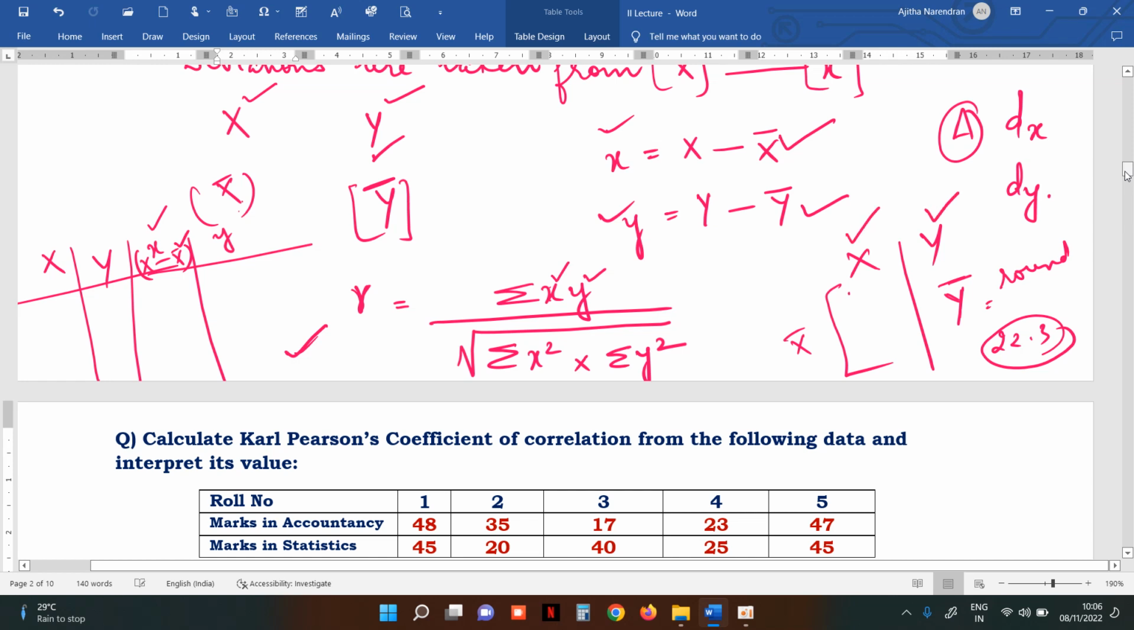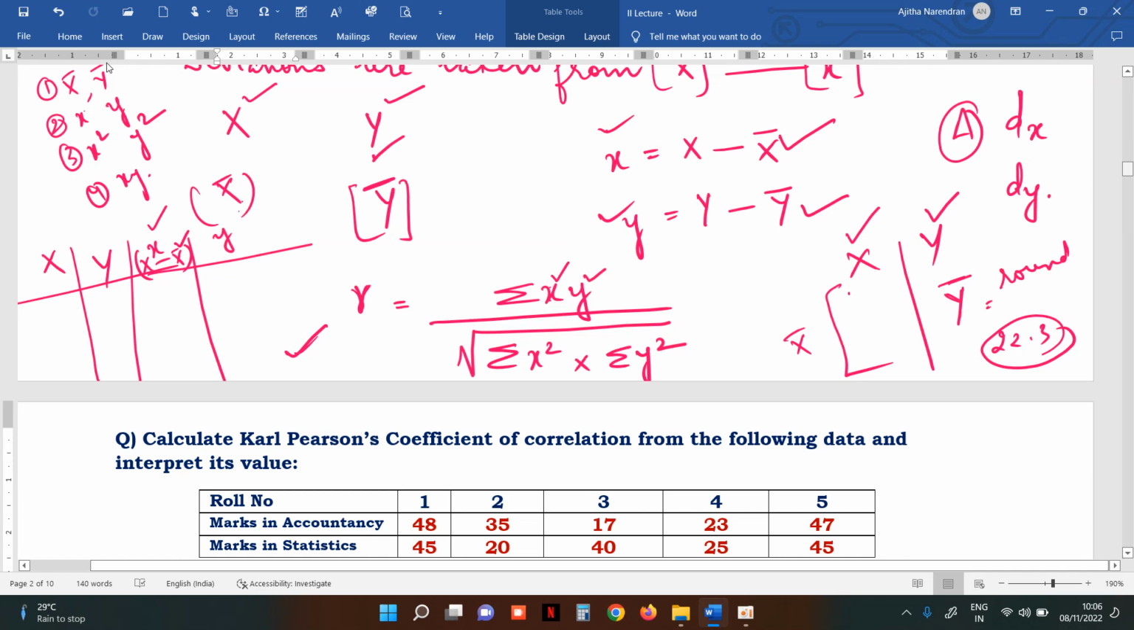So first thing is you have to compute the arithmetic mean of x and the arithmetic mean of y. Then only you can compute small x and small y, right? You can compute small x, then small x square, and small y square. Then you can multiply x and y. So this is what you are going to do, right?